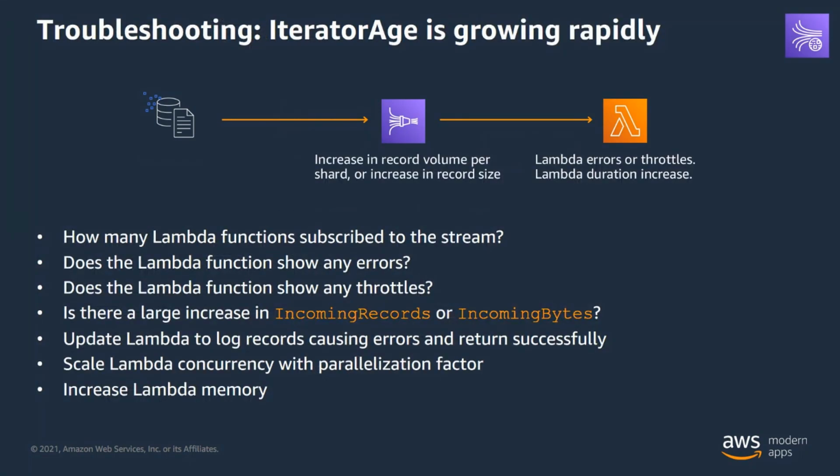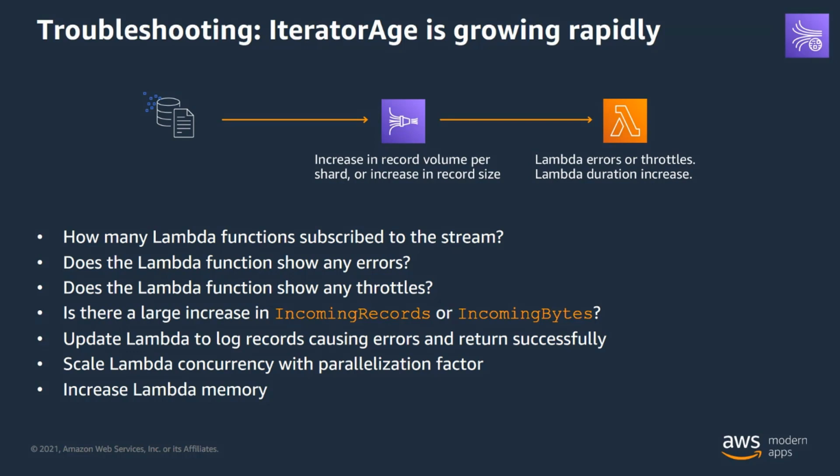If the IteratorAge starts to grow rapidly, here are some troubleshooting steps and questions that can help alleviate the problem. How many Lambda functions are subscribed to the stream? Can you add another consumer to help process records? Are any functions showing errors or throttles in their metrics? Are you seeing a large increase in the incoming records or incoming bytes metrics in the stream that indicate a growth in producer data?